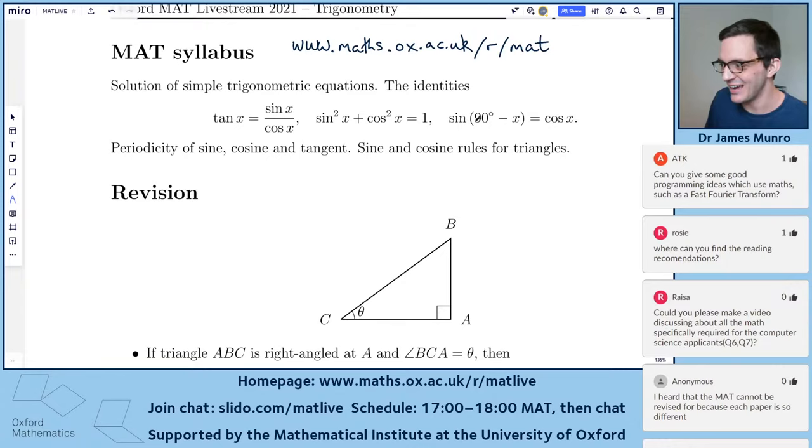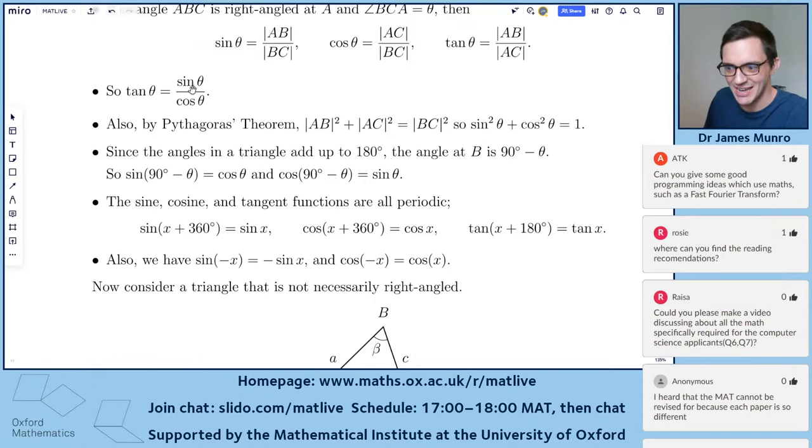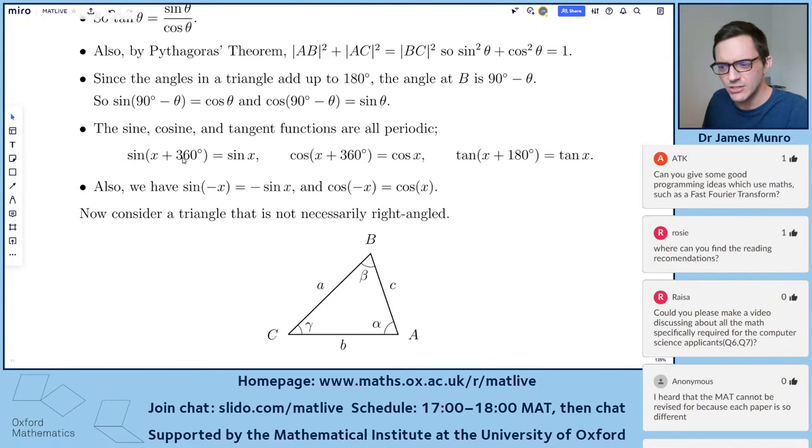In the revision section, I've tried to spell out what sine, cosine, and tan are, which I think you learned at GCSE in the UK, but I've got to put it in the revision section. Knowing what tan is, some Pythagoras facts. These functions are periodic. They've got some nice symmetries going on: sine and cosine are related with that 90 degrees minus theta fact. So we relate sine and cosine together.